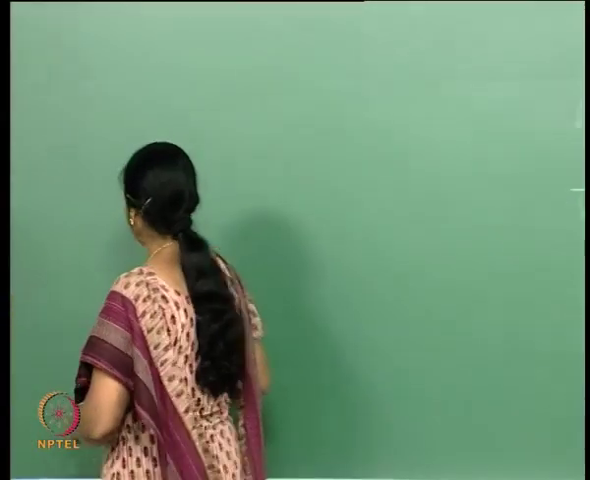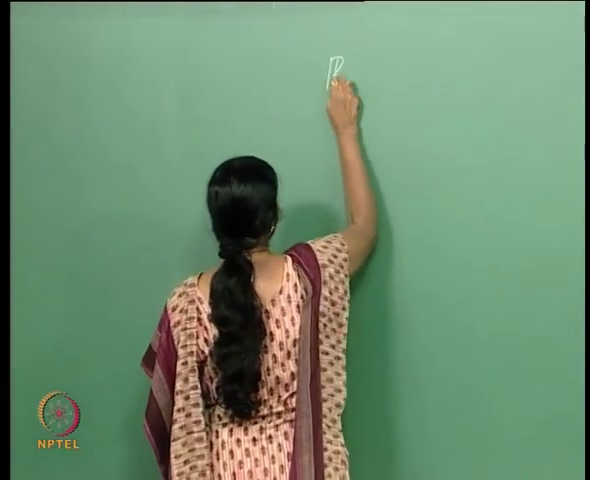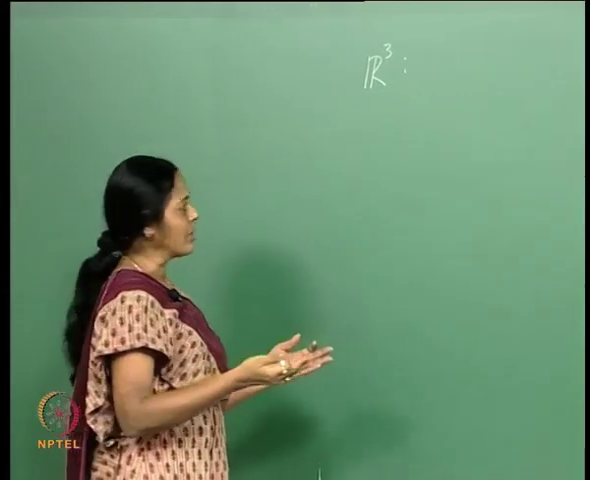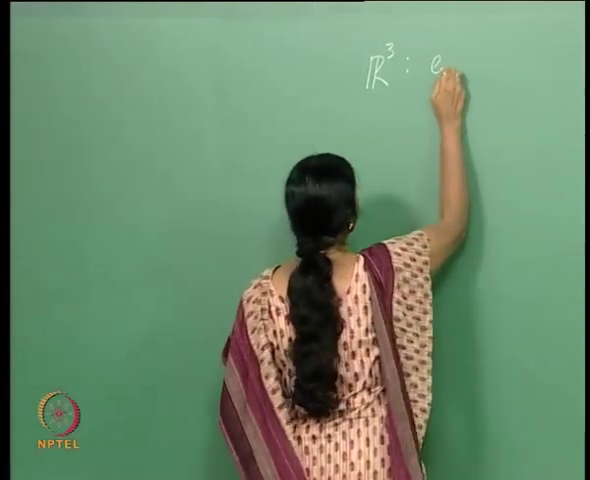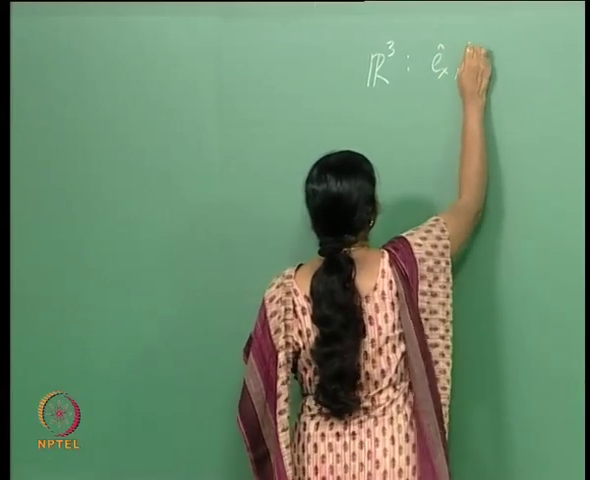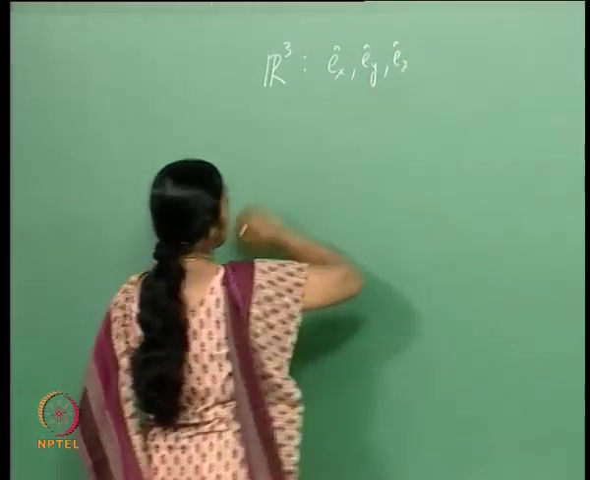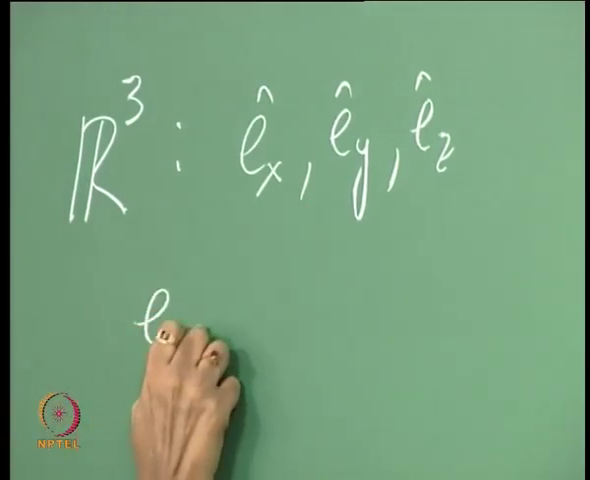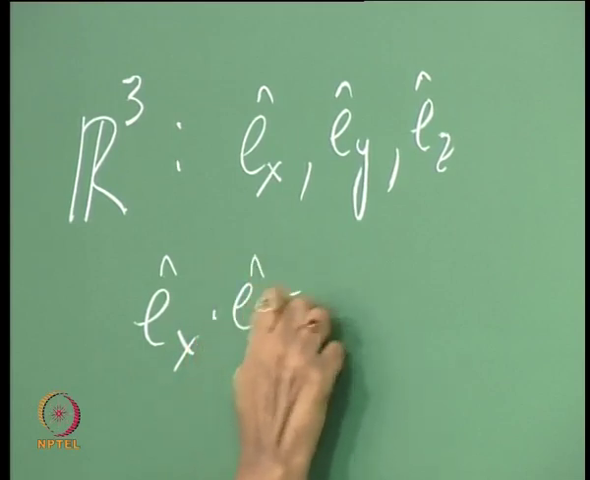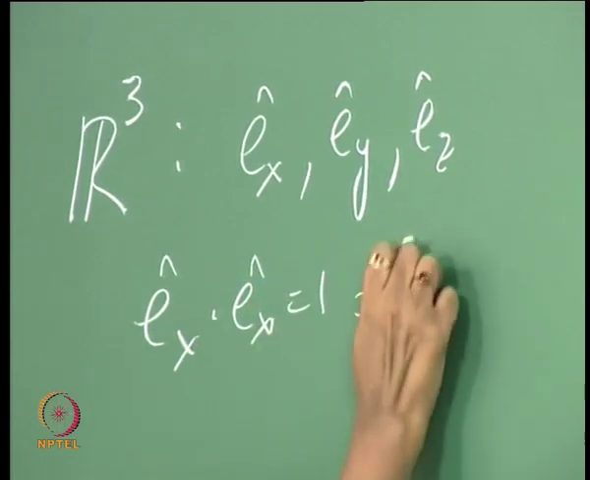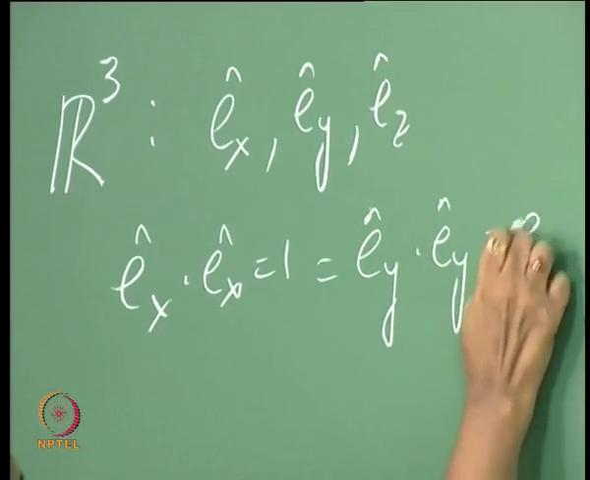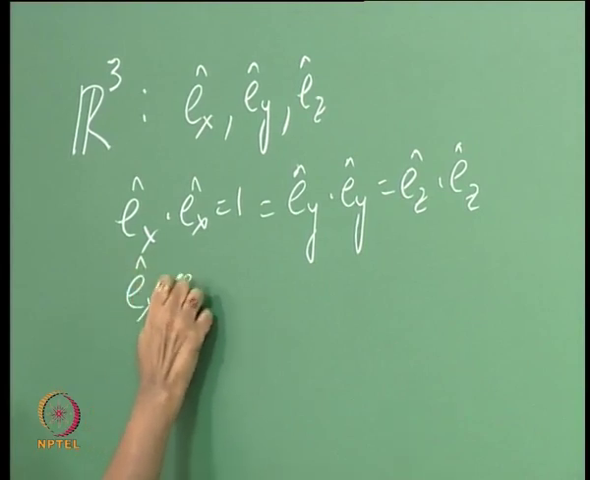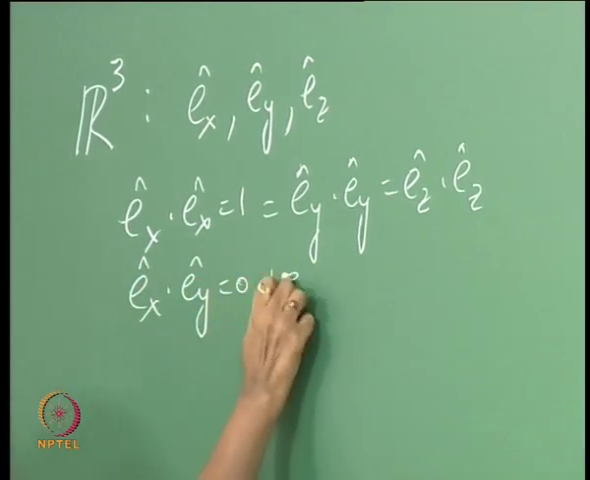For instance, a straightforward extension of R2 is R3, the three-dimensional space, where I have vectors ex, ey, and ez. So there are 3 unit vectors, and these are normalized to 1. And they are orthogonal to each other, and so on.